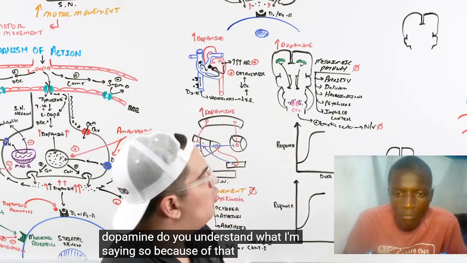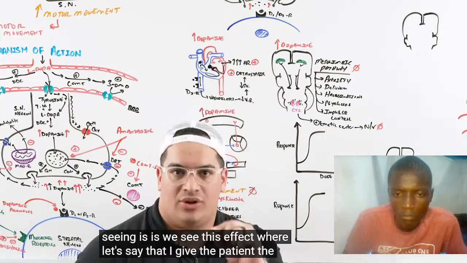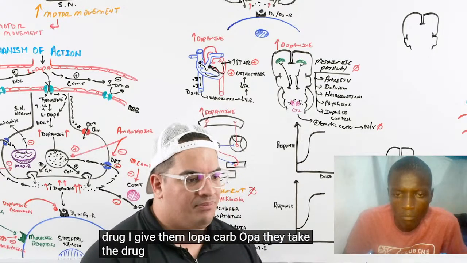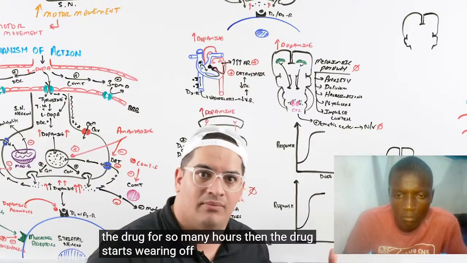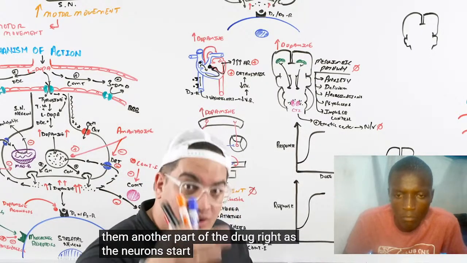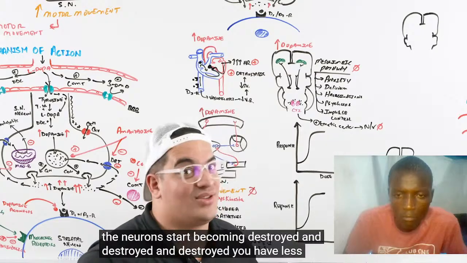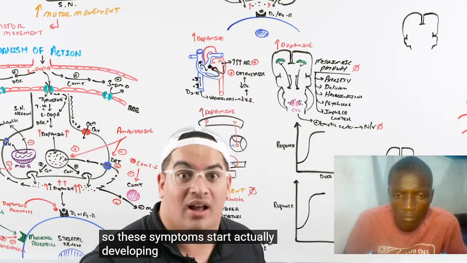So because of that, what we start seeing is this effect where, let's say that I give the patient the drug. I give them L-dopa, carbidopa. They take the drug, they see a particular effect of the drug for so many hours. Then the drug starts wearing off. And then what happens? Their symptoms come back. So you give them another dose of the drug, right? As the neurons start becoming destroyed and destroyed and destroyed, you have less dopaminergic neurons available for L-dopa. So these symptoms start developing a lot quicker.